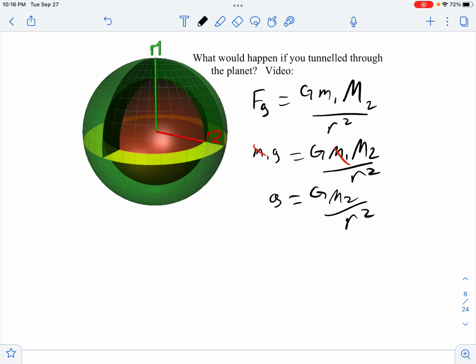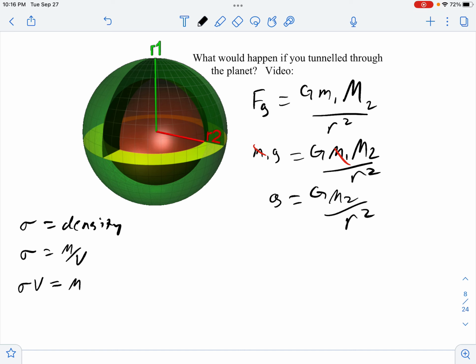If we say that this symbol here, the Greek letter sigma, would be the density of the Earth, you might remember from chemistry or a physical science class that density is just the ratio of mass over volume. So if I move that volume over, if I take density and multiply it by volume, I can also represent mass this way.